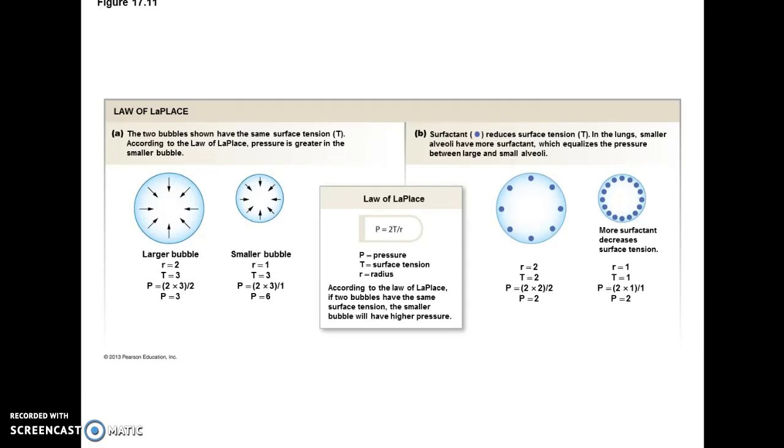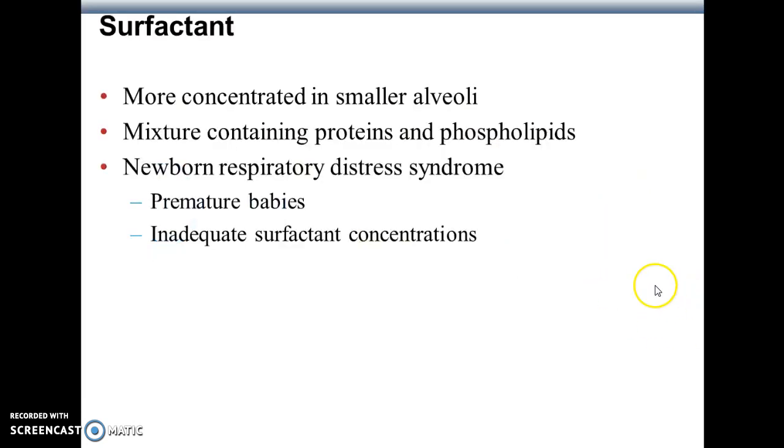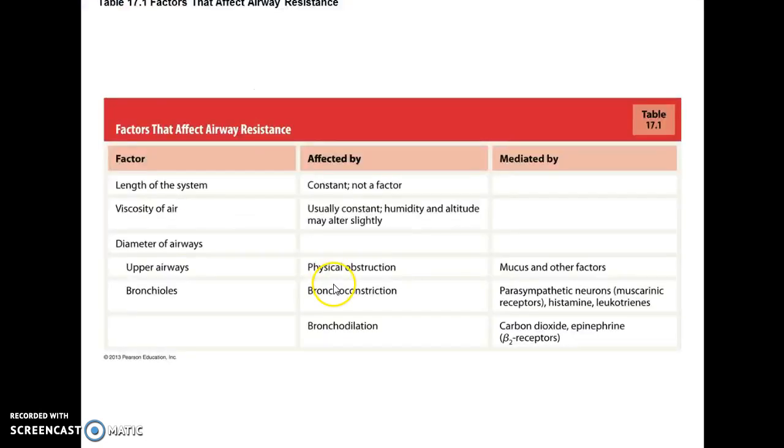You will notice that when you're trying to separate glass slides, they don't even have water because they're coated with something like a surfactant so that they don't stick together, and they still stick together. Don't worry, you'll see it more in micro. Right? So a mixture containing proteins and phospholipids. So it's kind of like a waxy substance. And you have newborn respiratory distress syndrome in premature babies because they don't have enough surfactant. Okay.